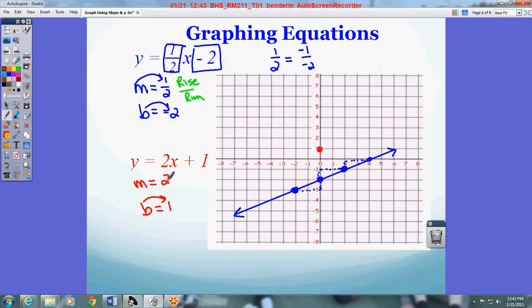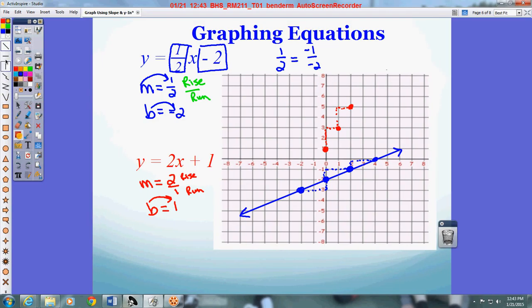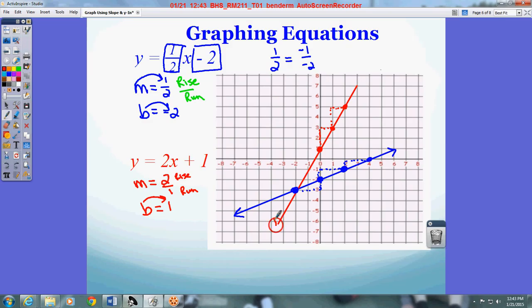And this time when I look at my slope, I have a 2, but I need a rise over a run. So I'm going to take this 2 and make it a fraction by putting it over 1. So now my rise is 2, and my run is 1. So from that point, I'm going to rise 2 and run 1. And there's my point. And I can keep doing this a couple more times if I want. It's really up to you. And again, the best you can, go ahead and draw a straight line through those points all the way across your graph. And don't forget your arrows at the end.